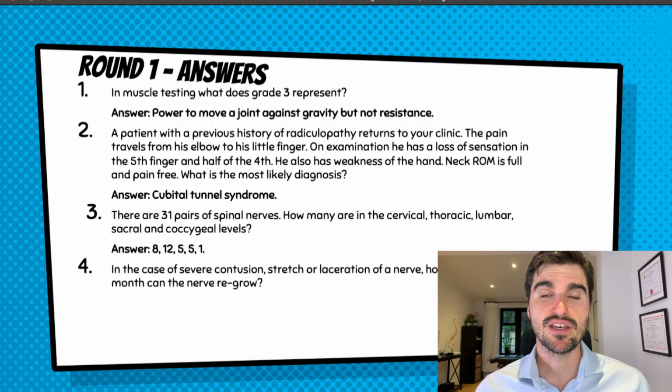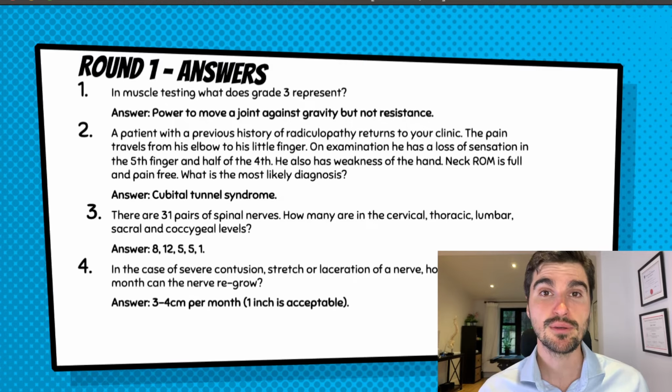In the case of severe contusion, stretch, or laceration of nerve, how many centimeters per month could we expect it to regrow? In a healthy person, we're hoping it's about 3 to 4 centimeters a month. If you said an inch, that's probably acceptable. But remembering that things like smoking, alcohol, older populations, all kinds of things can affect that. But we're hoping for about 3 to 4 centimeters.